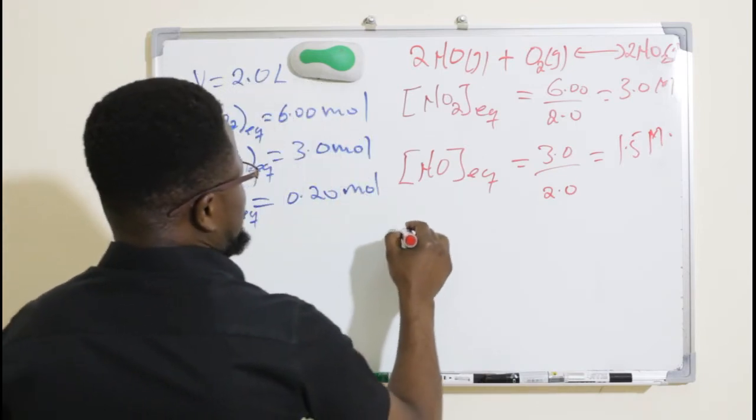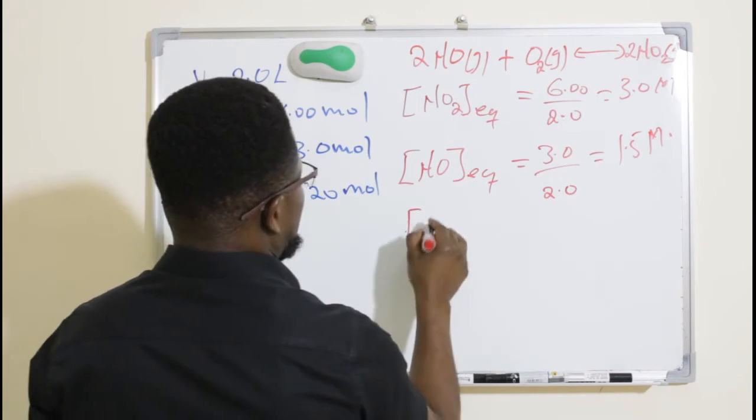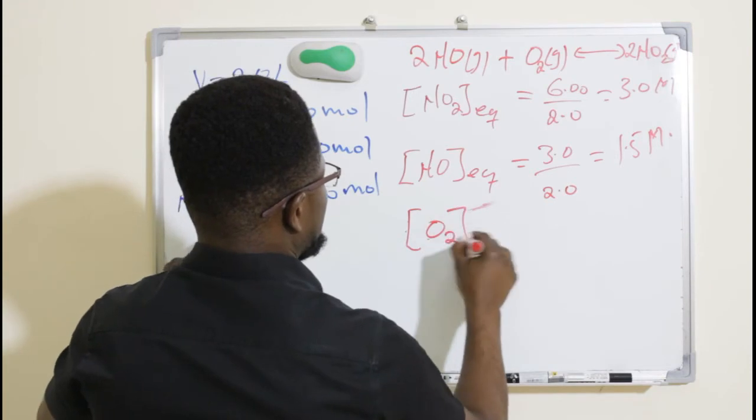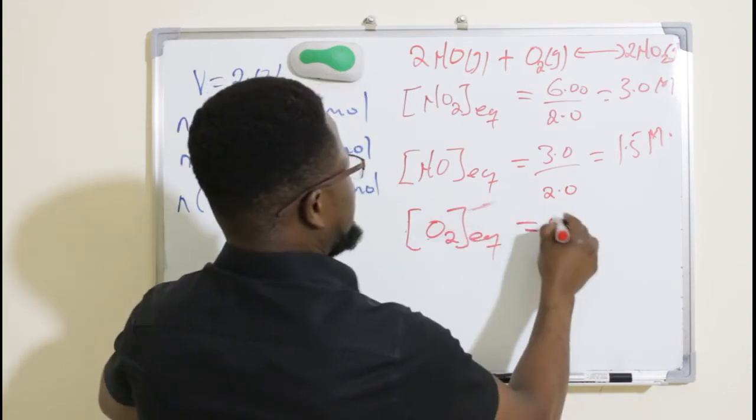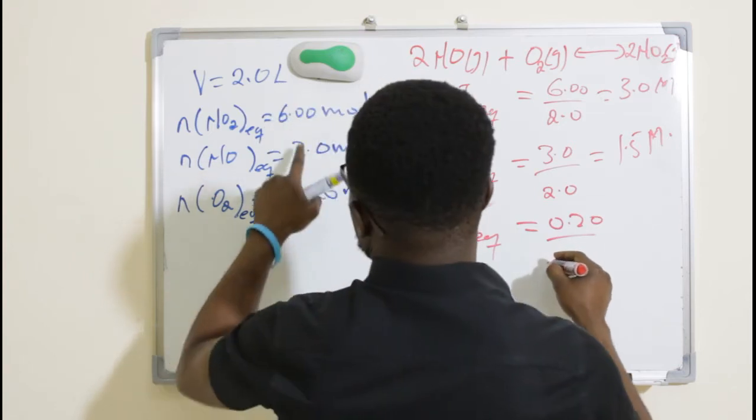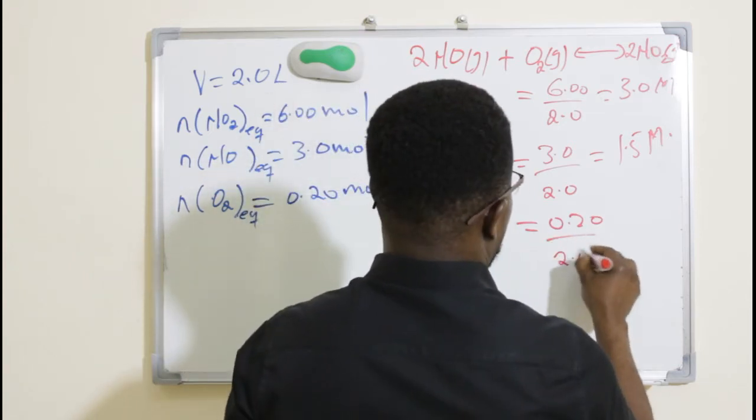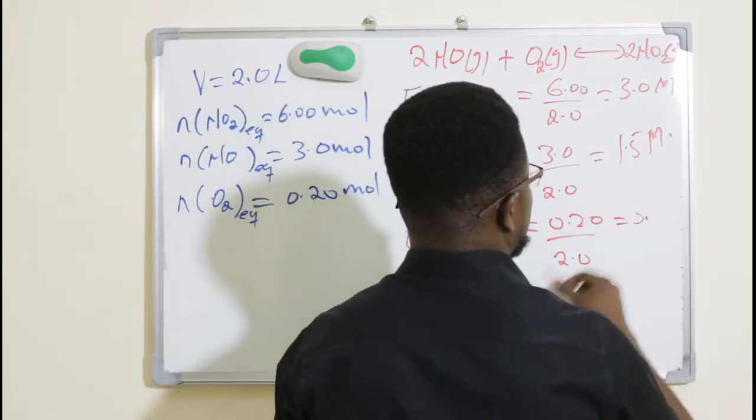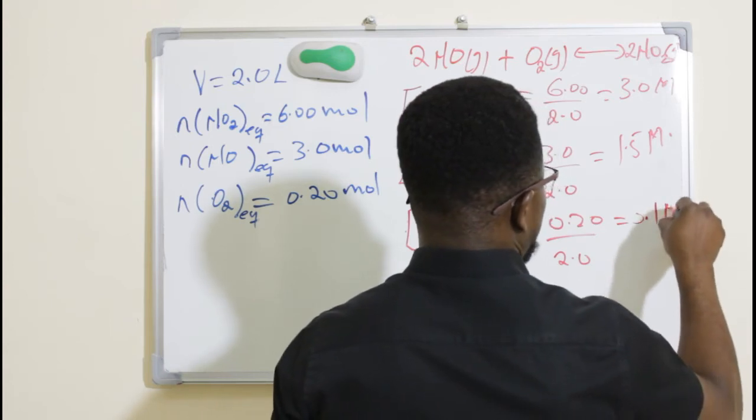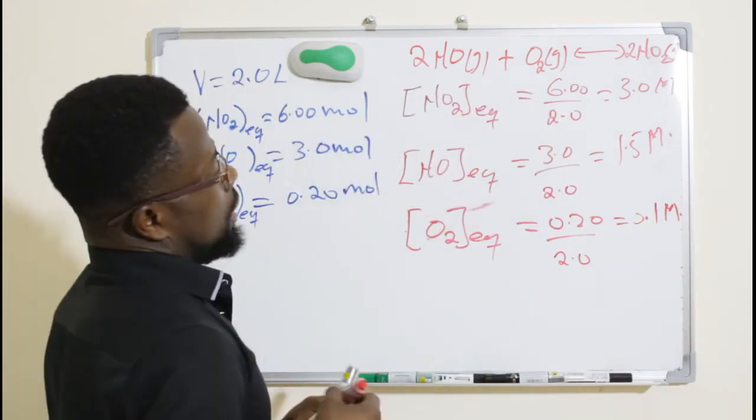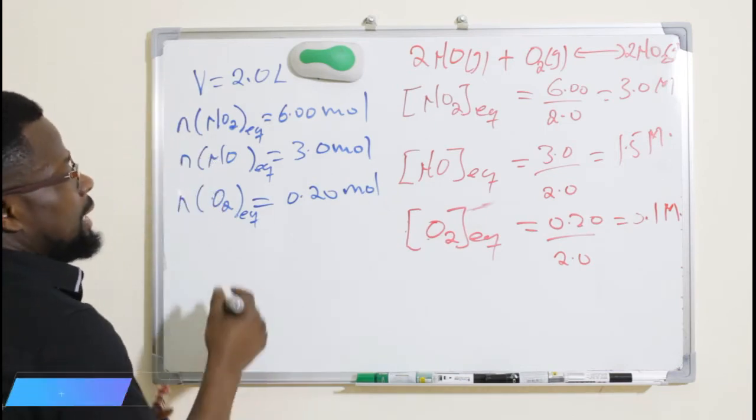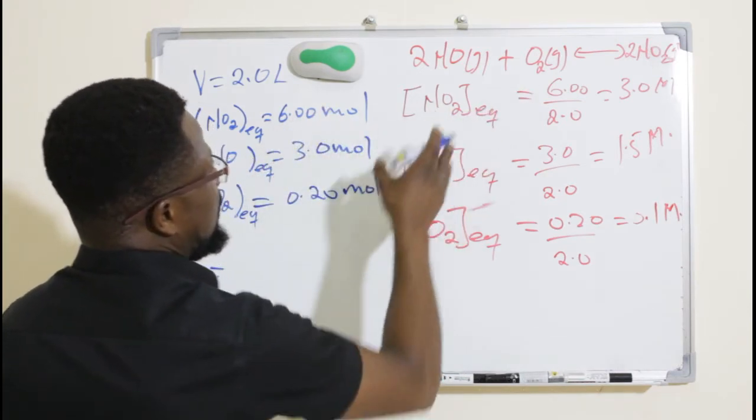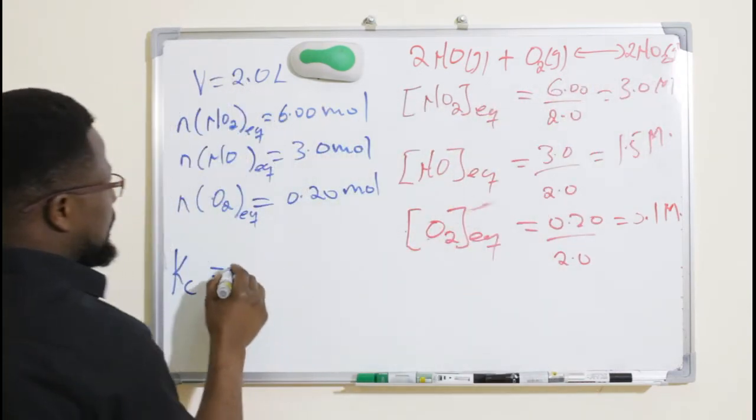And the next thing that we need to do is to find the concentration of the O2 at equilibrium, which is 0.20 divided by 2.0, and we expected that we should have 0.1 molar. And once we got this, we can then find the Kc from the given equation. And we know they are all gases, so they are all included in the calculation.